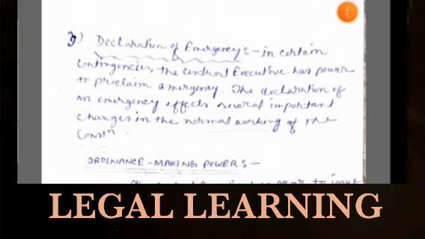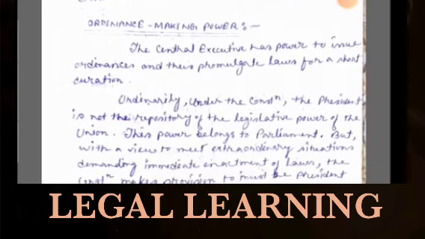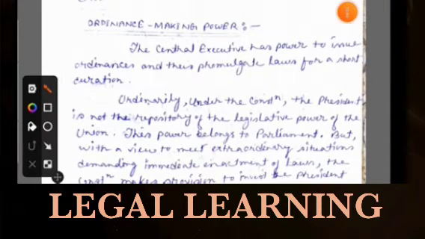Then comes the declaration of emergency. As I have already told, Articles 352 to 360 deal with emergency, and during the proclamation of emergency, the President has power, right? Then ordinance making power. This is very important and we all know about it, right? The central executive has power to issue ordinances and promulgate laws for a short duration.